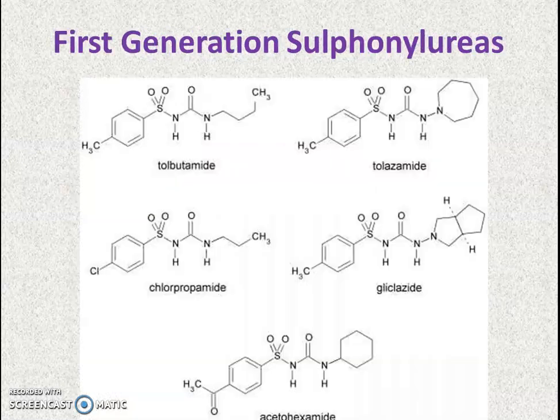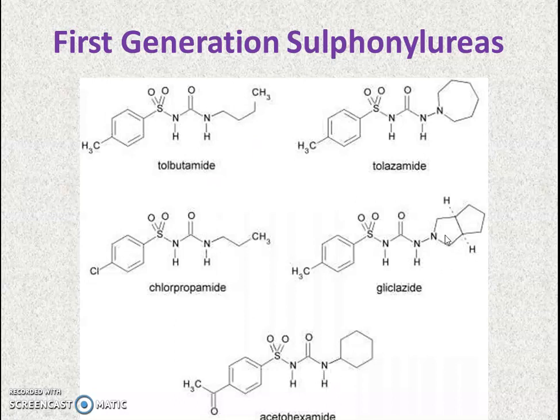So let us see the first generation drugs. These are the first generation drugs. We have different drugs: tolbutamide, tolazamide, gliclazide, all have the para CH3. They have variation at the NH also, but in all cases the nitrogen attached to the sulfur has one proton in it. And also the second nitrogen, except for tolazamide and gliclazide where it is cyclized, also has one proton on each. There is no other substitution.